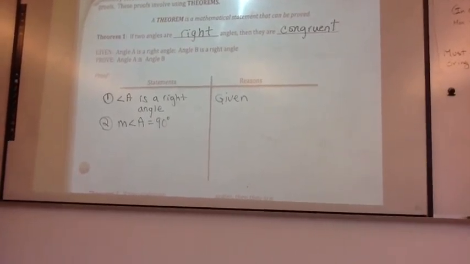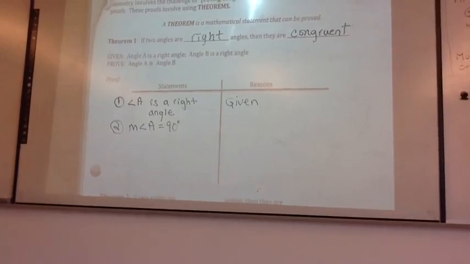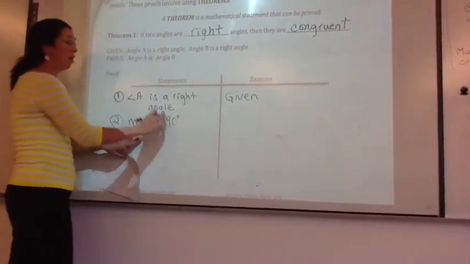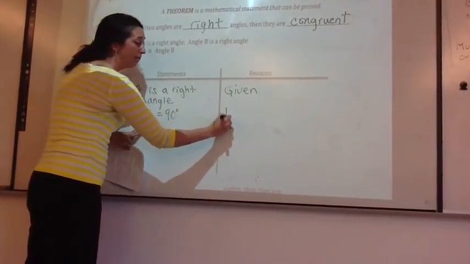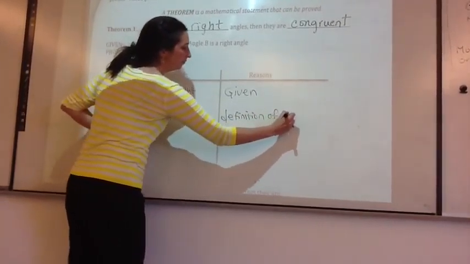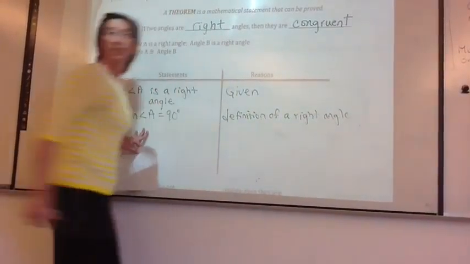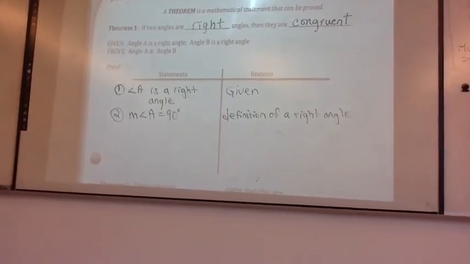That's sort of the next piece of logic. We know it's right, and we know it's 90. How do we know that? What's our backup? Well, it's a right angle, that's what was given, but what can you use to back that up? You can simply say definition of a right angle. So if you know a definition, like we just talked about, you can put that as your reason. Number 3.